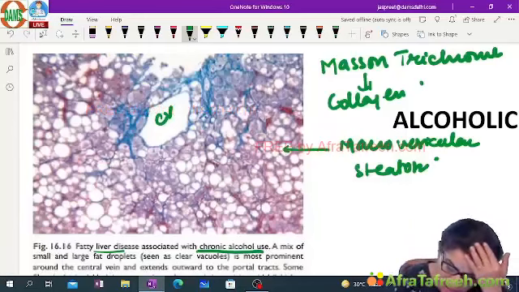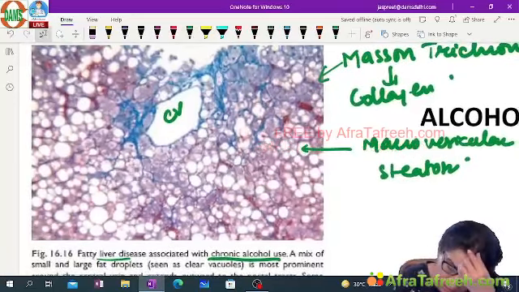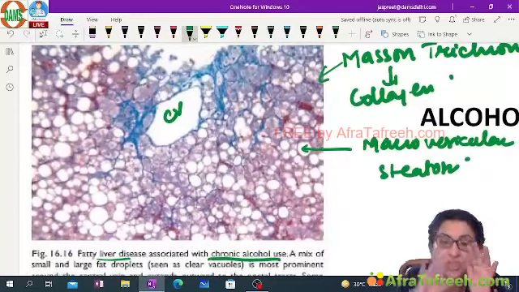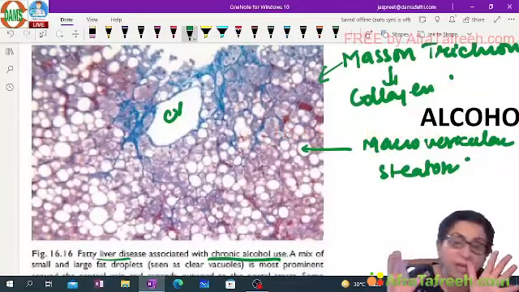Okay, now if you see this picture, which stain is this picture showing? This is Masson's trichrome stain. In this stain, you can see blue areas. What are these blue areas? This is what you call the chicken wire fence pattern.